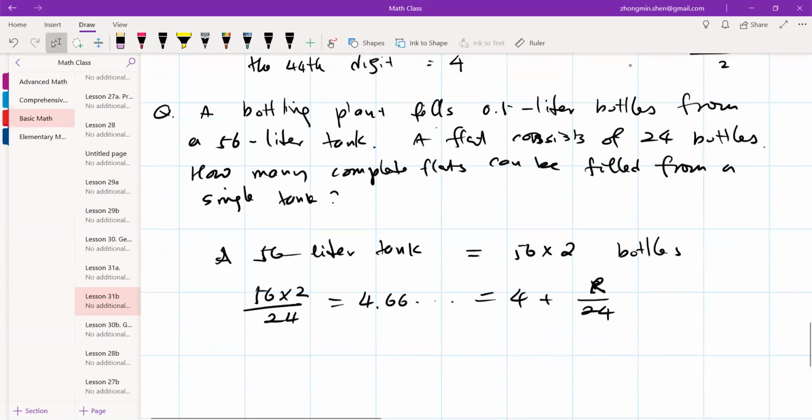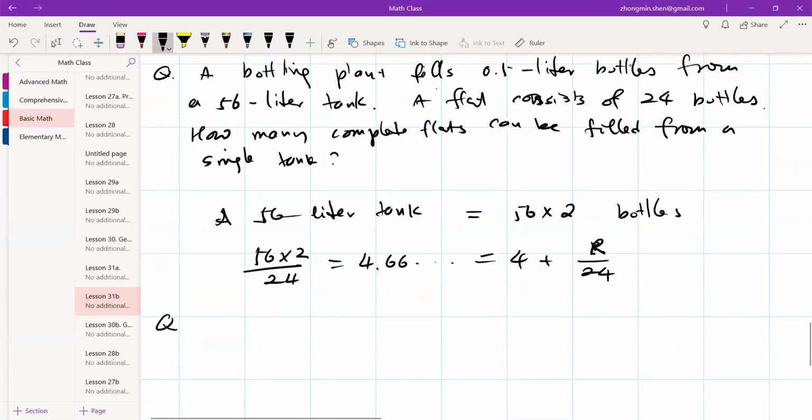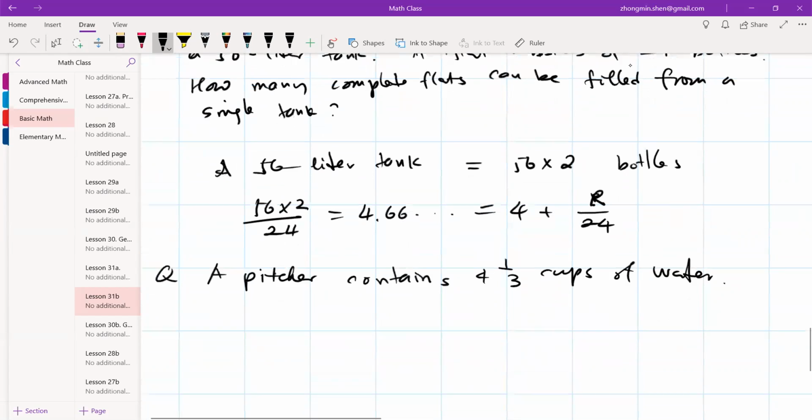The next problem is a little bit tricky. Okay, where's the problem? I'm trying to find it. Okay, so problem 54 is a little bit tricky. Okay, so it says that a pitcher contains 4 1/3 cups of water. Okay, that's the first condition.